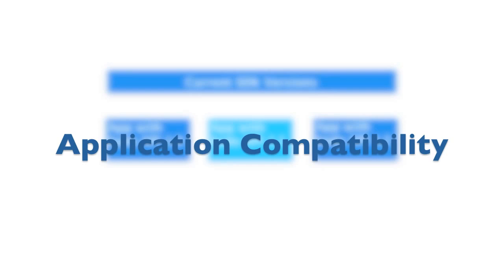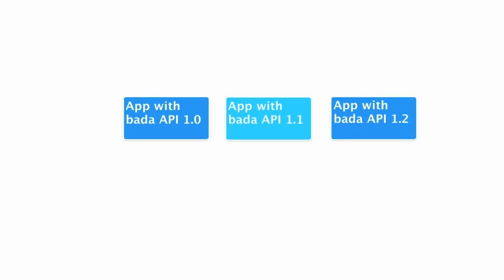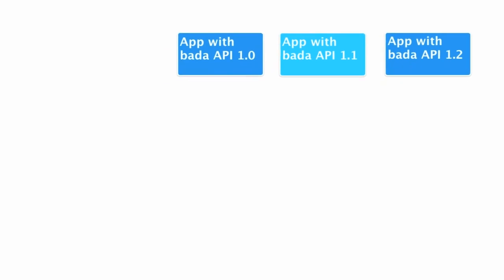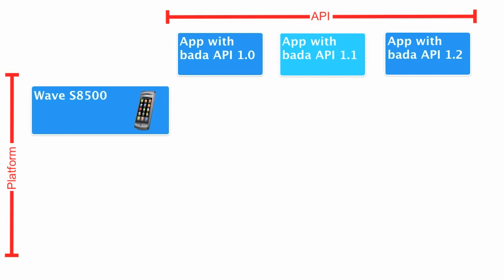Now let's have a look at application compatibility. Currently, the bada SDK is available in the versions 1.0, 1.1 and the new 1.2. SDK version 1.0 includes the API version 1.0. The original Wave device, the S8500, runs bada platform version 1.0 and can only support applications written with the API version 1.0.